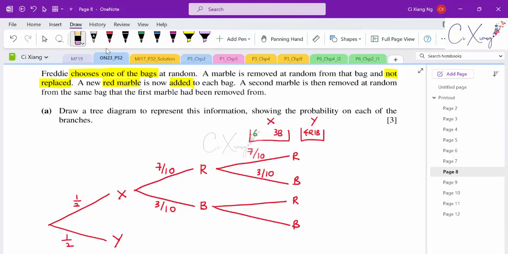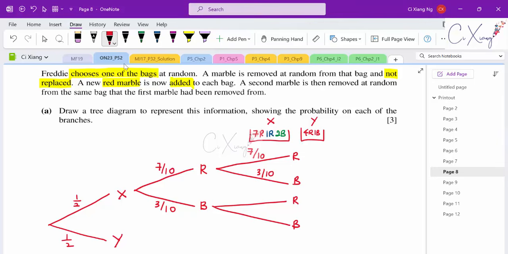Then now we resume back to the original one. How about if I select bag X, and the first marble that I choose is a blue color marble? Sorry, I should write 7R and 3B. If you select a blue color marble and you didn't replace it back, your blue color marble will become 2. Then after that, one red marble is added into the bag, so 8 red marbles and 2 blue marbles.